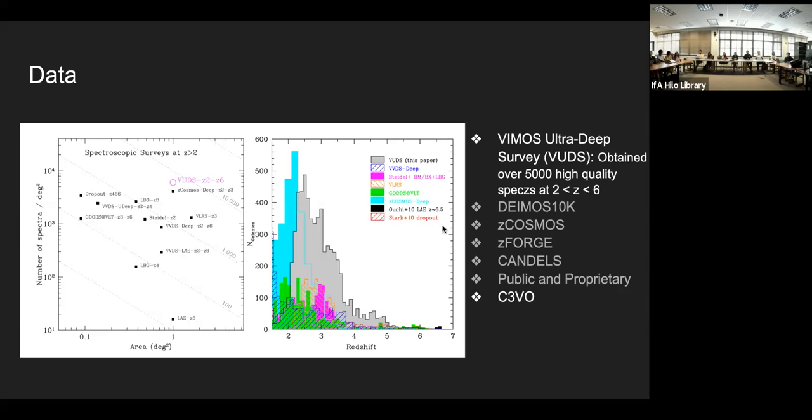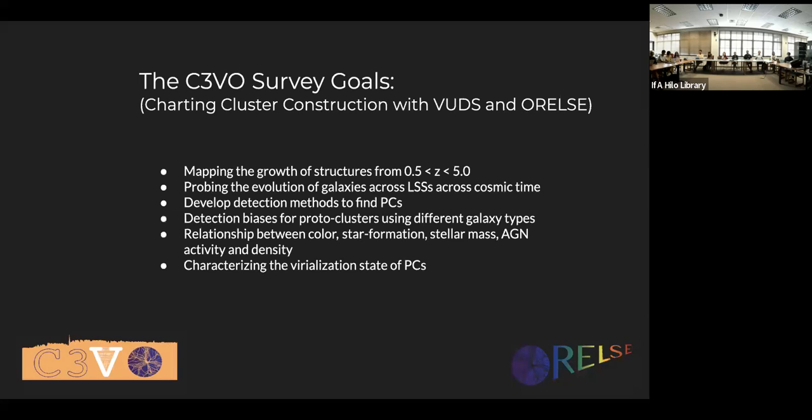But along with WOODS, there are also other surveys that we can utilize to identify these very massive structures in the early universe, and then we can also apply for observations. This is one of the motivations of C3VO, the Charting Cluster Construction with WOODS and ORELSE. The main motivation for this survey is to identify structures from redshift 0.5 to 5. ORELSE was the initial survey, which gave a lot of structures around redshift of 1. For C3VO, we're expanding the redshift range from around 1 up to redshift of 5, to identify a lot of large scale structures.